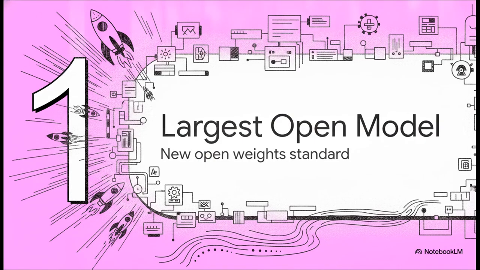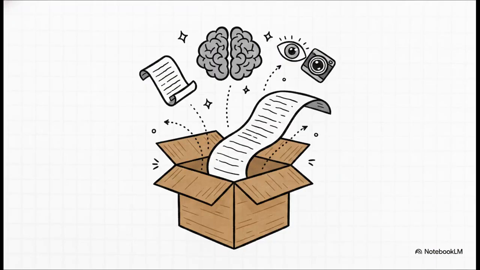All right, Section 1, the largest open model: setting a new standard for open weights. Let's get into it. Let's look at what Moonshot AI actually delivered here, because K3 isn't just big for the sake of being big, it is incredibly feature-rich. Alongside those 2.8 trillion parameters, they've packed in a massive 1 million token context window.